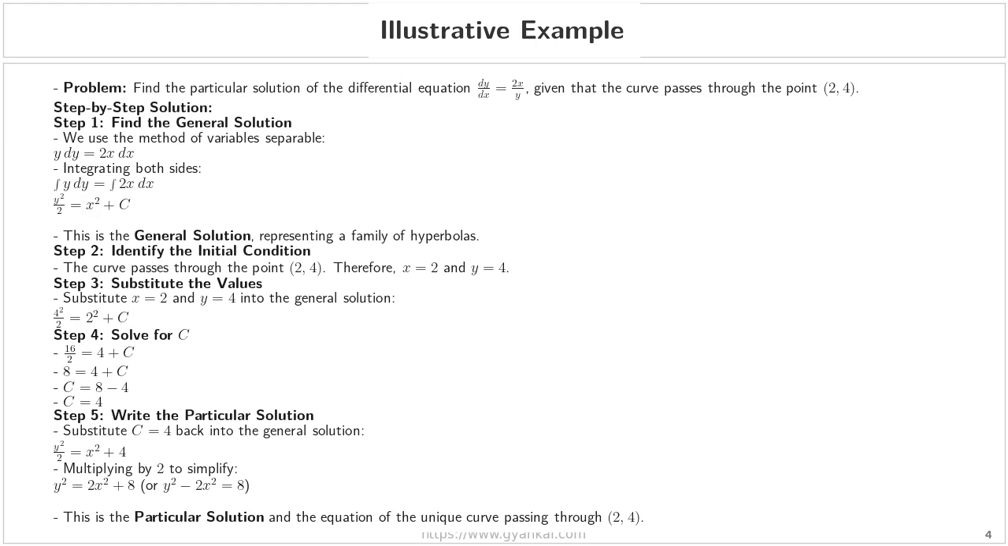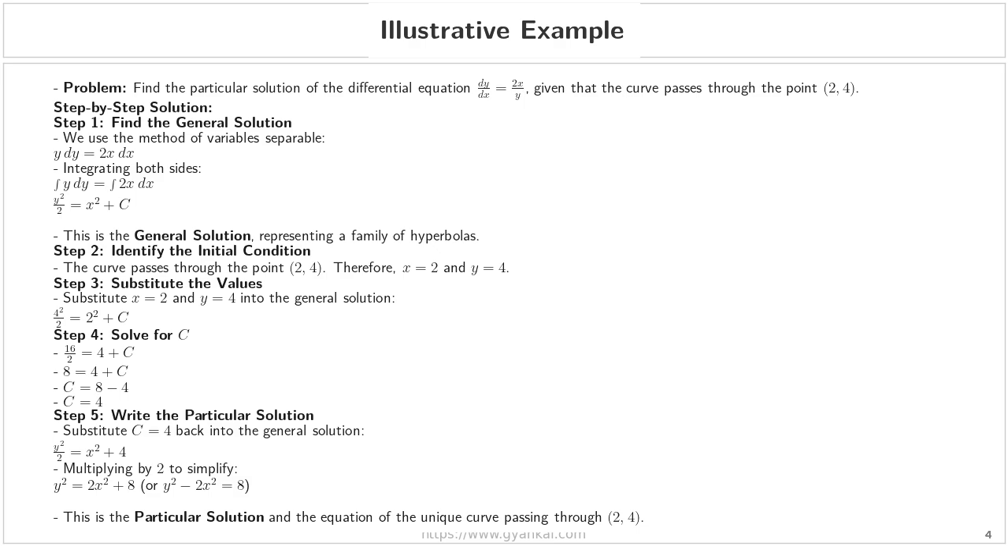Step 5, finally, we must write the final equation. A common mistake, which we will revisit in a later slide, is to stop once you find c. Instead, we must substitute this value of 4 back into our general solution. This gives us 1/2 y squared equals x squared plus 4.